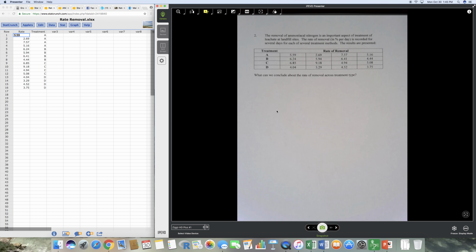All right. So the removal of, I don't even know how to say that, ammoniacal. Okay, correct me if I'm wrong. Nitrogen is an important aspect of the treatment of leachate at landfill sites. The rate of removal in percentage per day is recorded for several days for each of the several treatment methods. The results are presented. What can we conclude about the rate of removal?